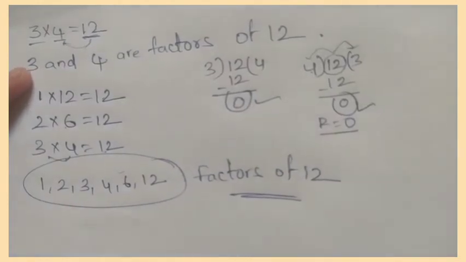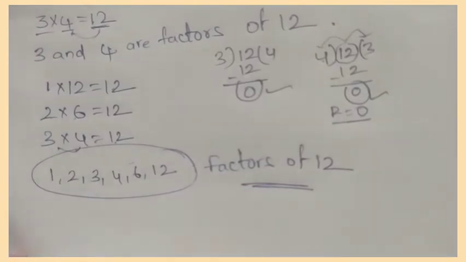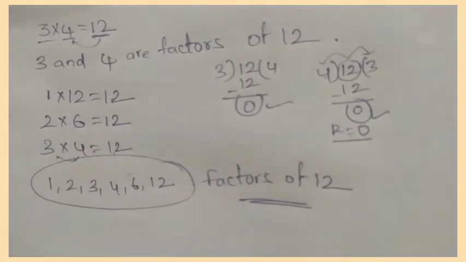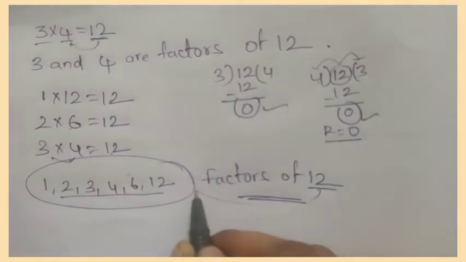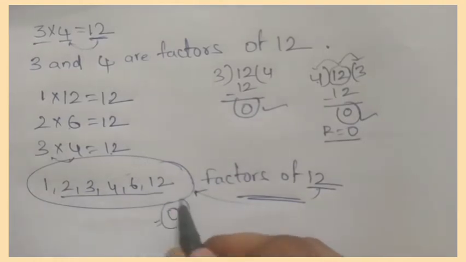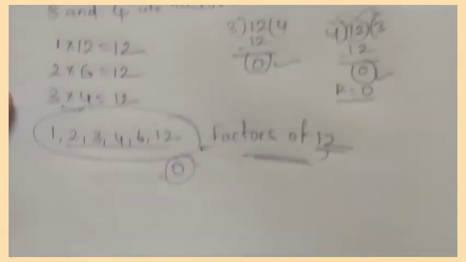Means factor, very simple. A factor of a number divides the number without leaving a remainder. 12 will be divided by all these numbers leaving remainder 0. Now I will explain one more example for you.